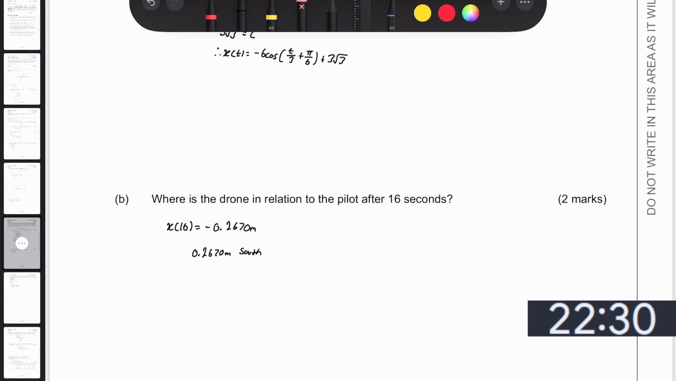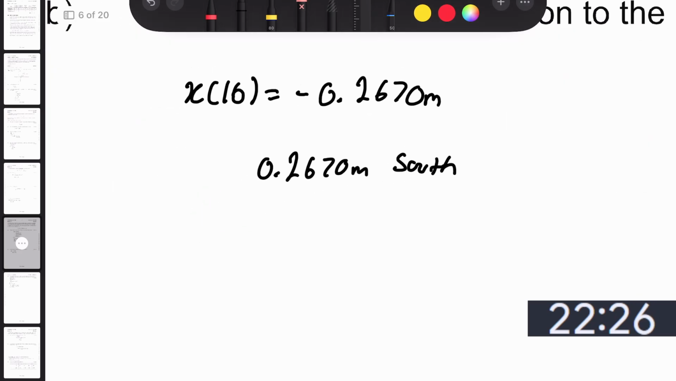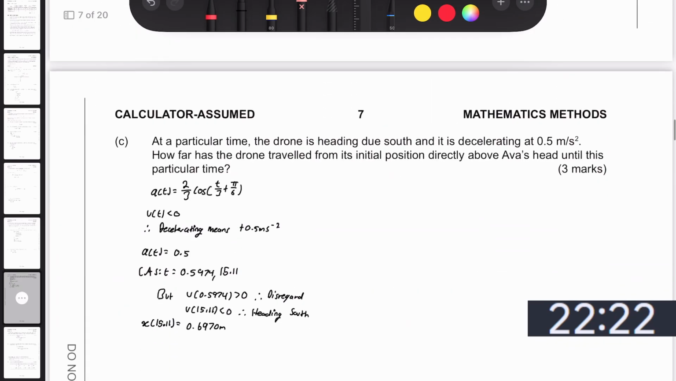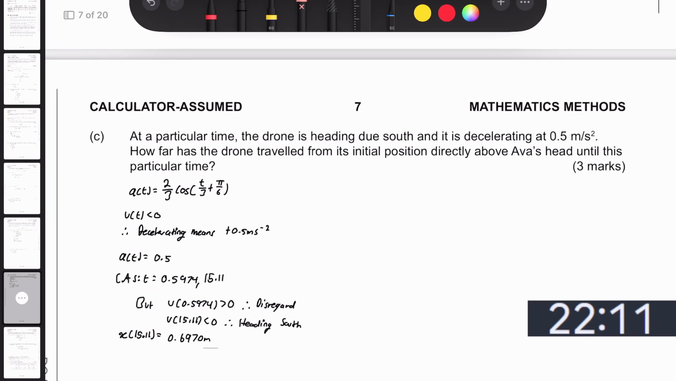Plus 3 square root of 3 given x equals 16 seconds is negative 0.2670, and negative is south, so heading due south, and it's decelerating at 0.5 meters per second. How far has it traveled from its initial position directly above Ivan's head until this particular time?